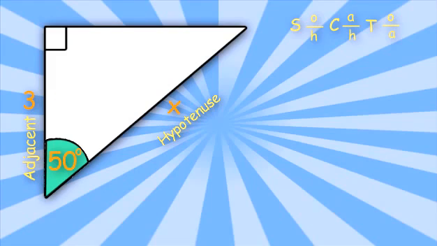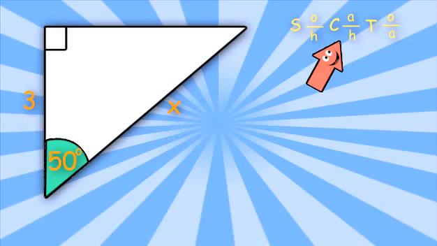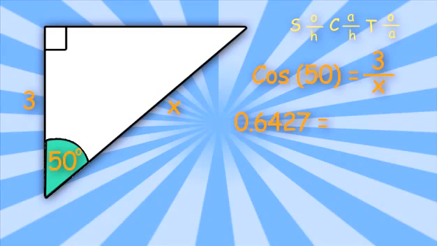Now, we are given adjacent and hypotenuse. Which one of these is adjacent over hypotenuse? This one. So I use cosine of x. Cosine of 50 equals 3 over x, adjacent over hypotenuse. If I use my calculator, cosine of 50 equals 0.6427. So I'll write 0.6427 equals 3 over x.